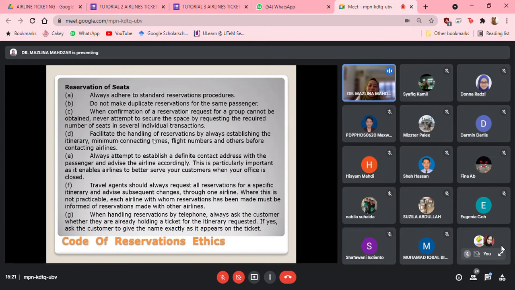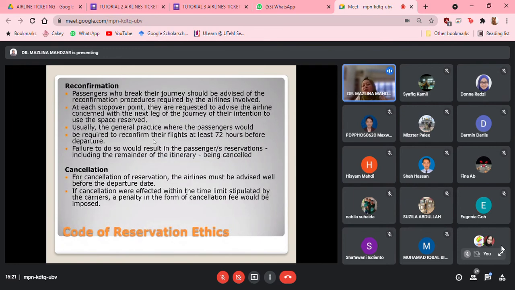Pastikan dia ni sebenarnya dah buat booking dengan travel, mungkin dia dah buat booking dengan travel agent lain, tapi tiba-tiba dia pergi ke agent you sebab dia nak tukar tarikh, tapi dia tak beritahu yang dia dah buat booking. Jadi you buat double booking. So benda-benda tu you kena pastikan tidak terjadi.